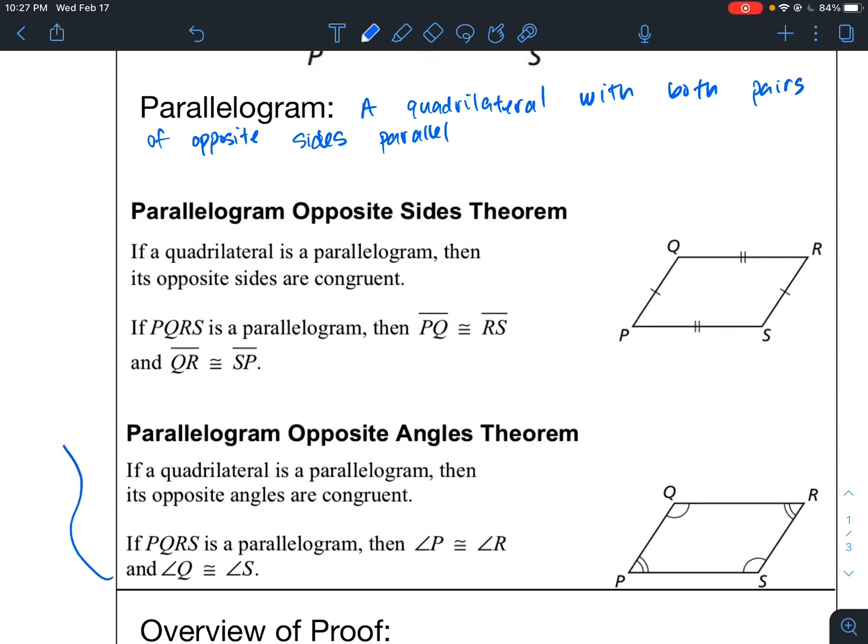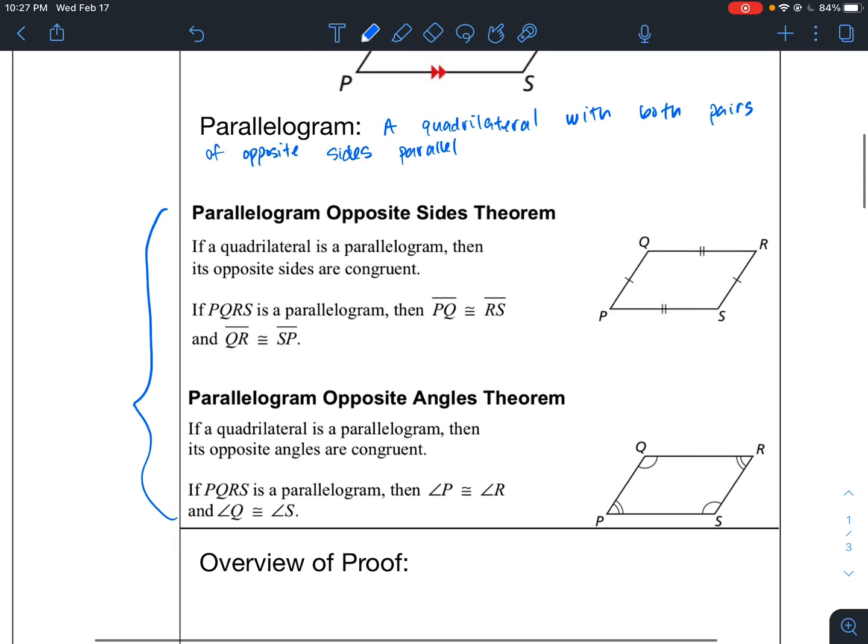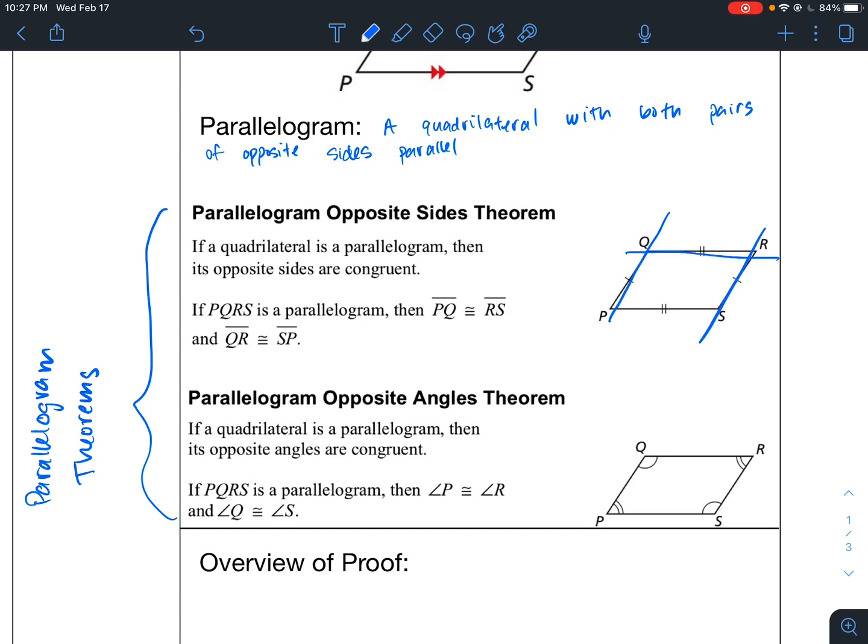So here we have parallelogram theorems. Okay? Now, the first theorem states that if a quadrilateral is a parallelogram, so basically if you have two pairs of opposite sides of a quadrilateral and they are parallel, then the opposite sides are congruent. Okay? So if it's a parallelogram, the opposite sides are congruent.